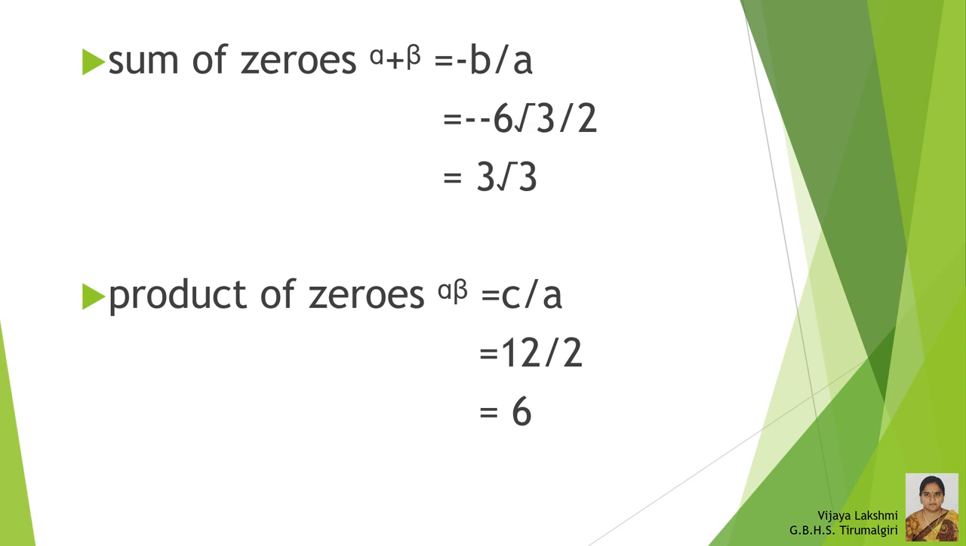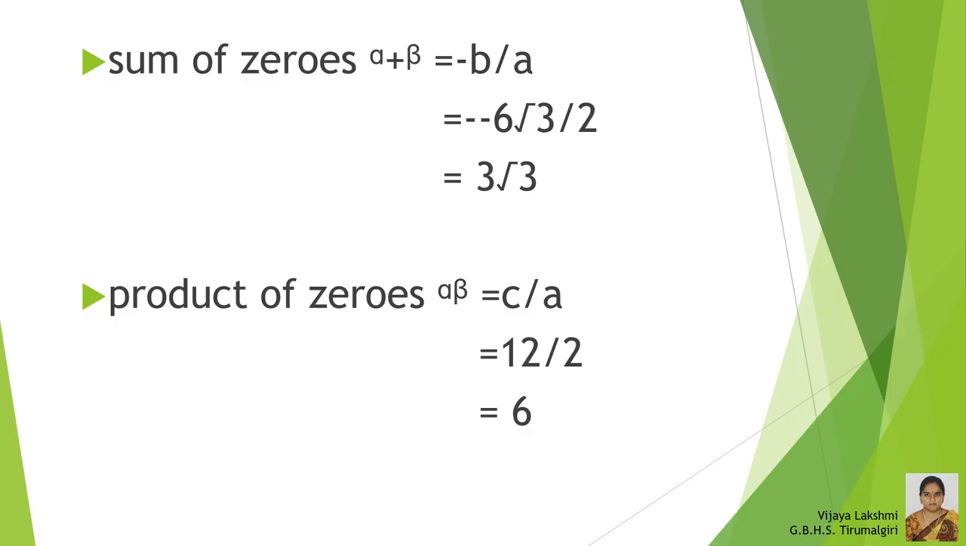Similarly, product of zeros, alpha beta, is equal to c by a. So the value of c is 12 and the value of a is 2. So 12 by 2 is nothing but 6. So the product of zeros, alpha beta, is equal to c by a, which is equal to 6. Here we did not find the values of alpha and beta, but just by using the condition we are directly able to say what the sum of the zeros and the product of zeros are.